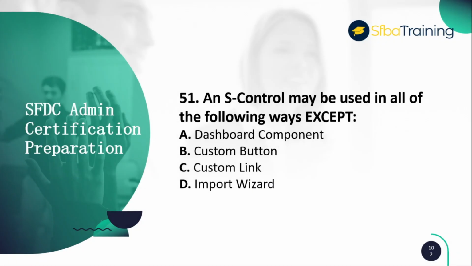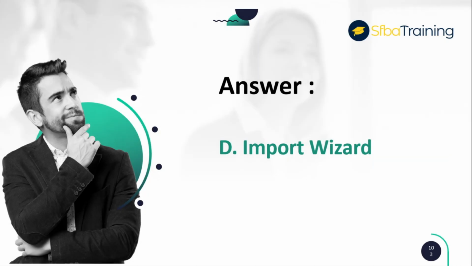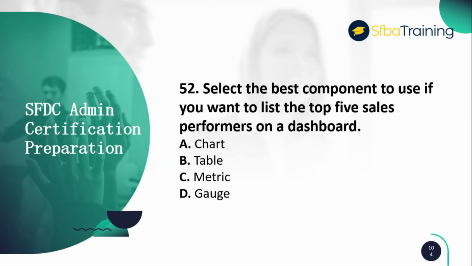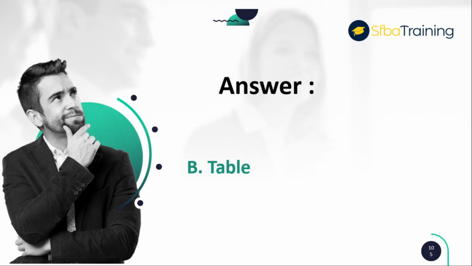An S control may be used in all of the following ways except A. Dashboard component, B. Custom button, C. Custom link, D. Import wizard. The answer is D. Import wizard. Number 52. Select the best component to use if you want to list the top 5 sales performers on a dashboard. A. Chart, B. Table, C. Metric, D. Gauge. The answer is B.